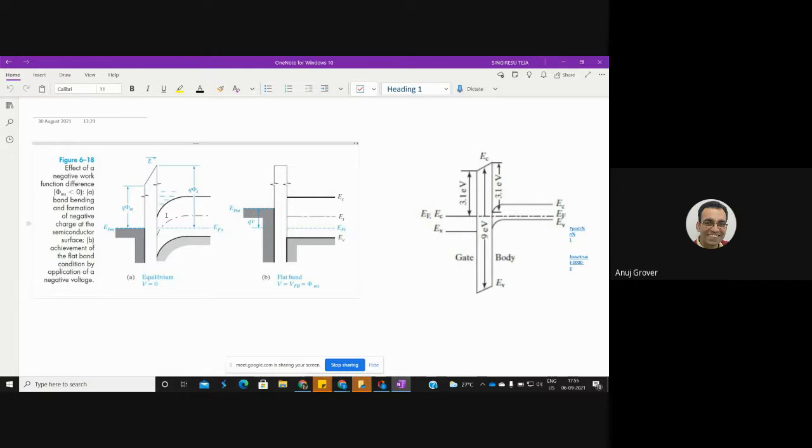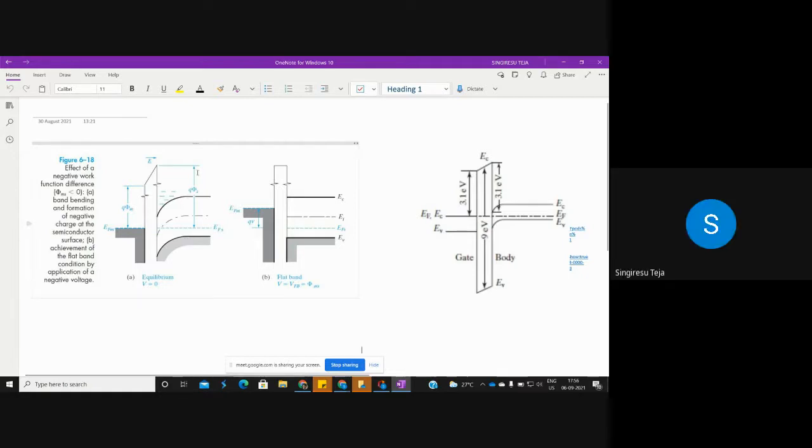Where is it said that phi m and phi s are 3 electron volts over here? So where is this 3 electron volts in the left figure coming from for you? How do you say that q phi s is equal to 3 volts? It is not said there anywhere.